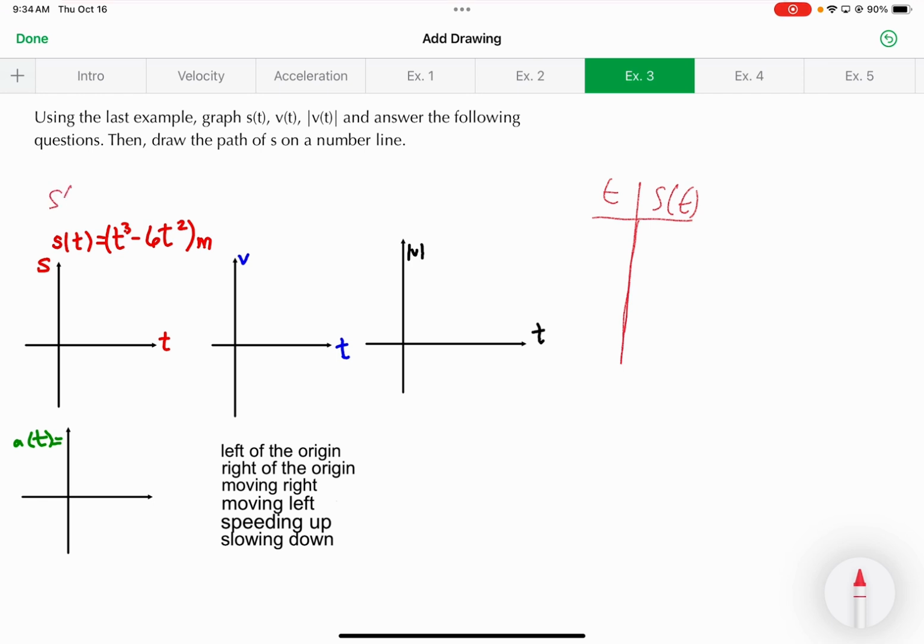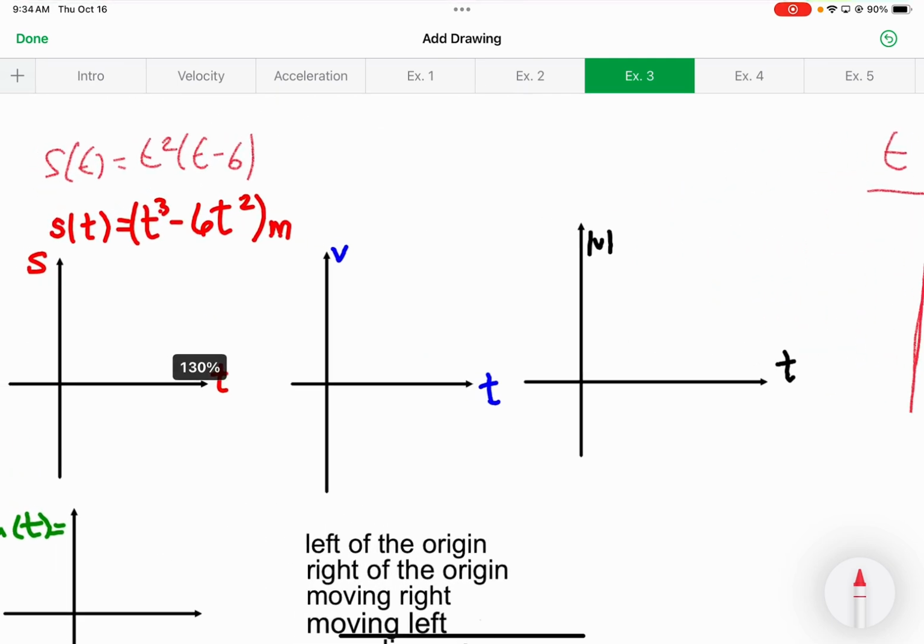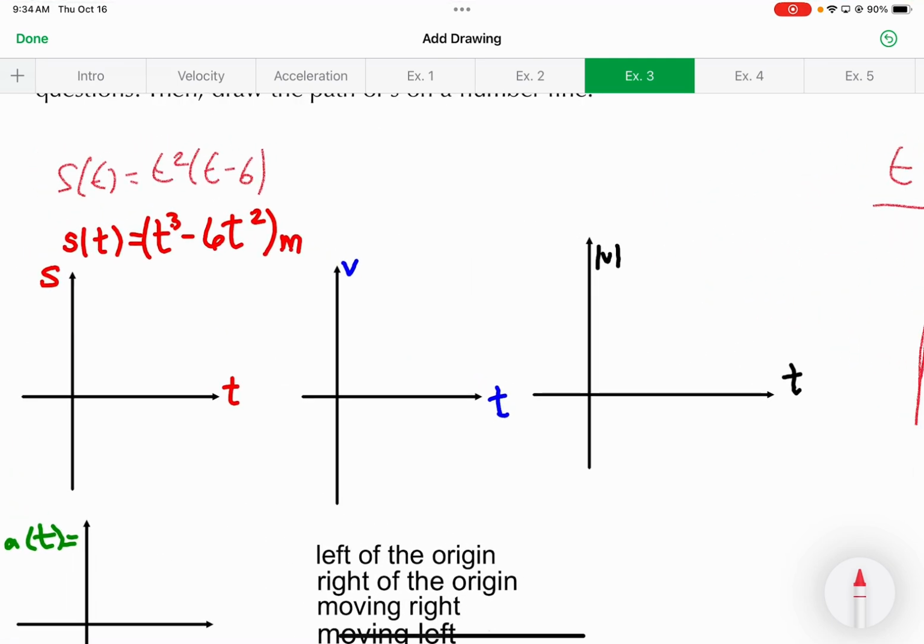Well, I can think of S of t like this. If I factor out a t squared, it's t squared times t minus 6. What is that going to look like? What are my x-intercepts? 0 and 6, right? Now, what type of roots do I have at 0 and at 6? At 0, I have a repeated root, a double root. You guys agree? What happens to the graph at that value? It bounces off there, right? So I don't really care about the left side of that. I just care about the right side of that.